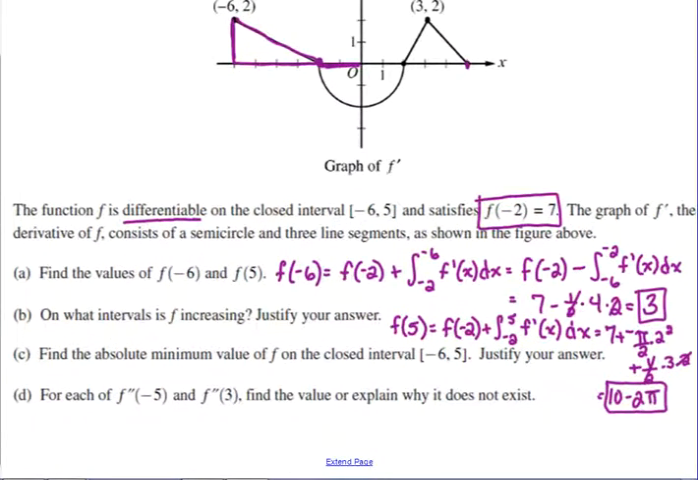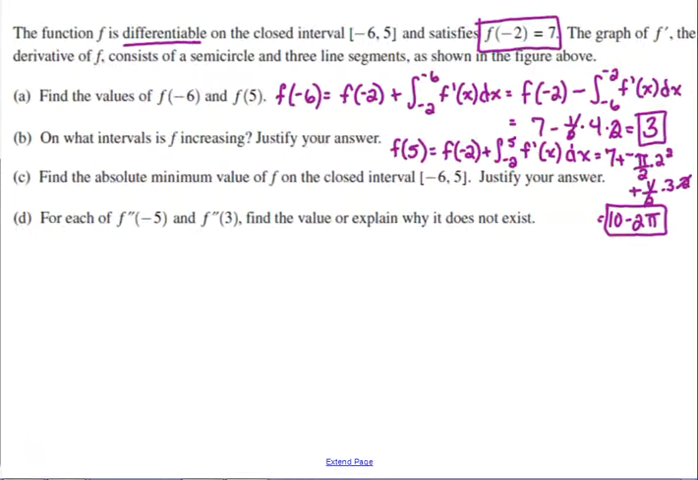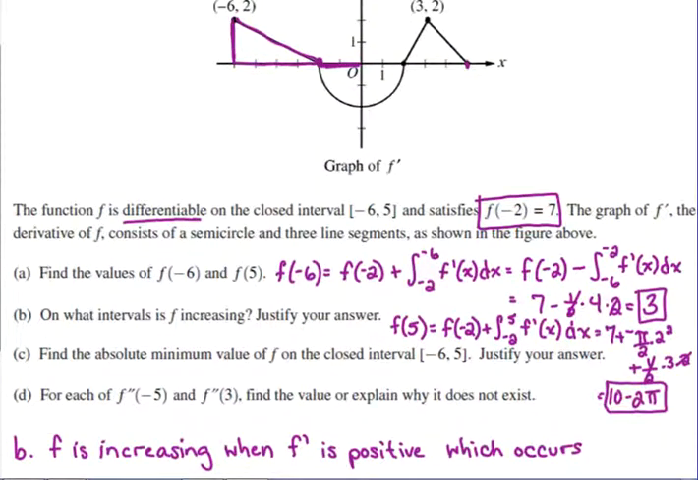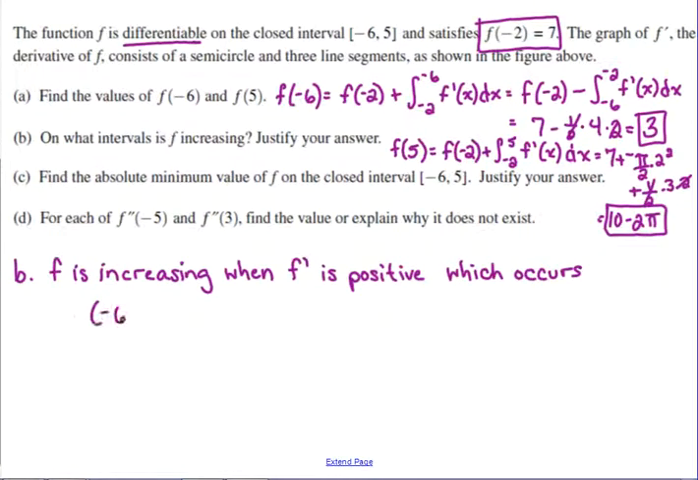Usually they do some sort of graph analysis with these questions as well. Part B says, on what intervals is f increasing? So before you look at the graph, I always identify to myself, and this is the first thing that I write down, f is increasing when what? F prime is positive, which occurs, where does it occur in this case? -6 to -2 and 2 to 5.